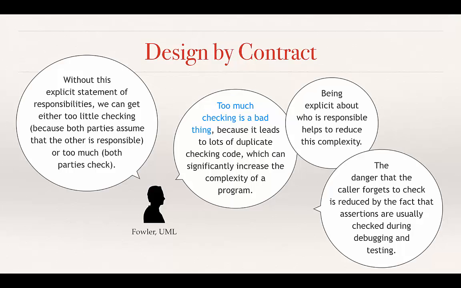Too much checking is a bad thing because it leads to lots of duplicate checking code, which can significantly increase the complexity of a program. Being explicit about who is responsible helps to reduce this complexity. The danger that a caller forgets to check is reduced by the fact that assertions are usually checked during debugging and testing. I find it interesting that Fowler, who is a big proponent of agile development, seems to also be a big fan of design by contract, and in particular, a big fan of assertion checking.